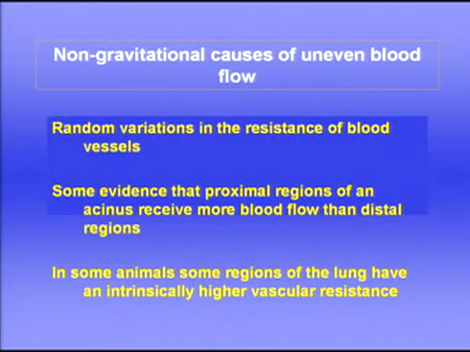There's also some evidence from animal preparations that in the acinus, the proximal regions, that's the region nearest the heart, the proximal regions of the acinus receive a little bit more blood flow than the distal regions. And in some animal preparations, it's quite clear that some regions of the lung, for reasons that we don't fully understand, seem to have an intrinsically higher vascular resistance. So there are other reasons why the distribution of blood flow tends to be uneven.